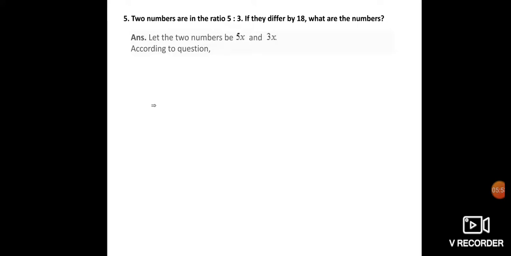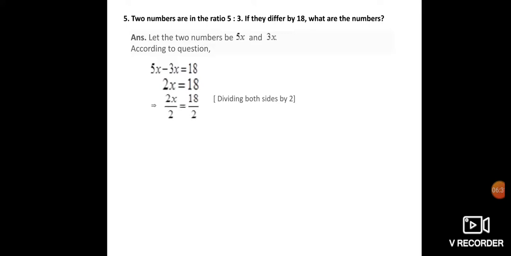Let's go for question number 5. Two numbers are in the ratio 5:3. If they differ by 18, what are the numbers? Differ means the difference between two numbers. Because they have given us a ratio, our first number will be 5x and the other number will be 3x. So according to the question, their difference is 18. So 5x minus 3x is equal to 18. 5 minus 3, that is 2x is equal to 18.